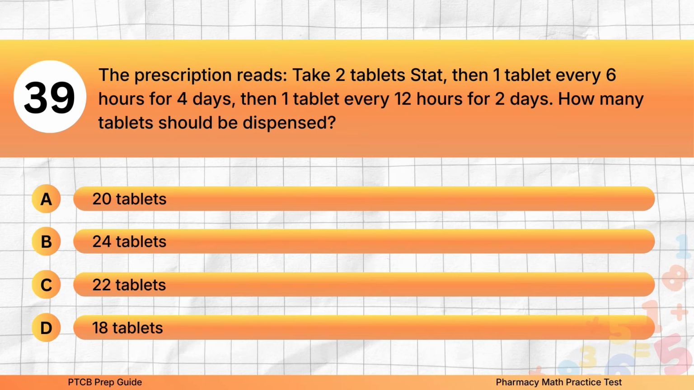Here is a prescription with a changing dosing schedule. The prescription reads, take 2 tablets stat, then 1 tablet every 6 hours for 4 days, then 1 tablet every 12 hours for 2 days. How many tablets should be dispensed? A. 20 tablets. B. 24 tablets. C. 22 tablets. Or D. 18 tablets. Hit pause and count up the total tablets needed for the whole therapy.